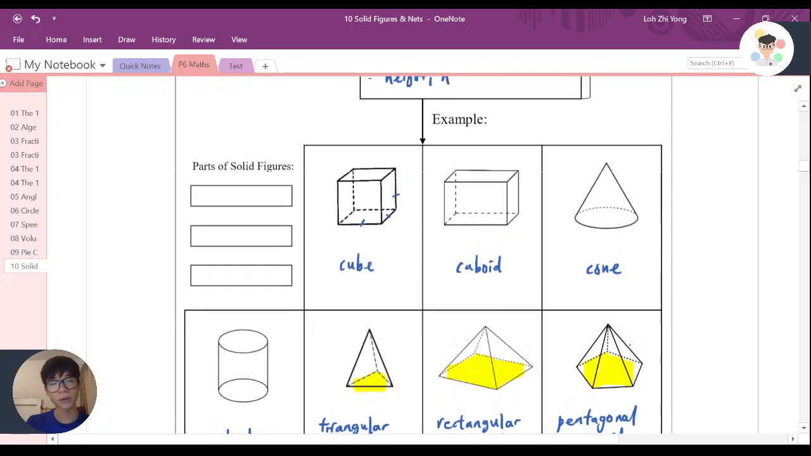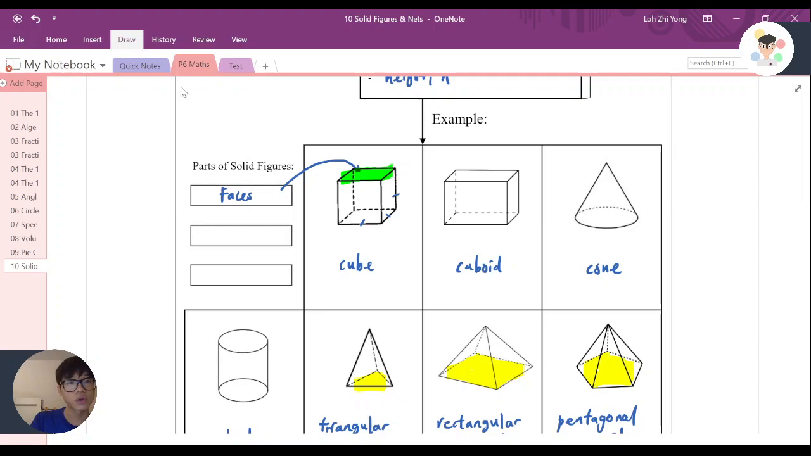This is something very interesting to know. When you talk about solid figures, they usually also have some parts that you need to know. The first thing is called the face. For example, you can see here, let me quickly highlight. This is basically the face of the cube. Of course, all the shapes have a face.